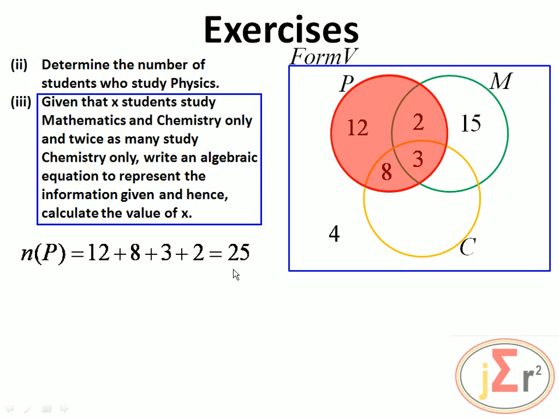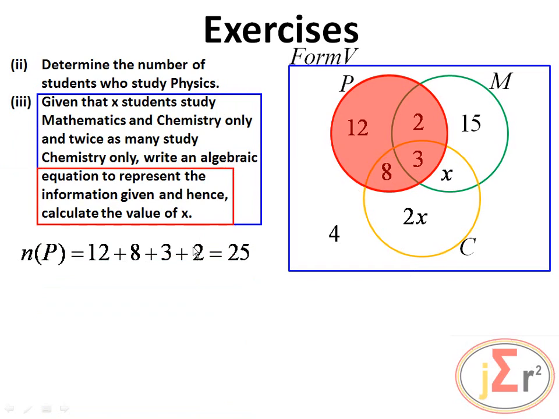And this one is saying now, given that X students study mathematics and chemistry only, and twice as many study chemistry only, write an algebraic equation to represent the information given, and hence calculate the value of X. So X study mathematics and chemistry only, as we have them right there. Mathematics and chemistry only is X. And the other statement says, twice as many study chemistry only. There we have it.